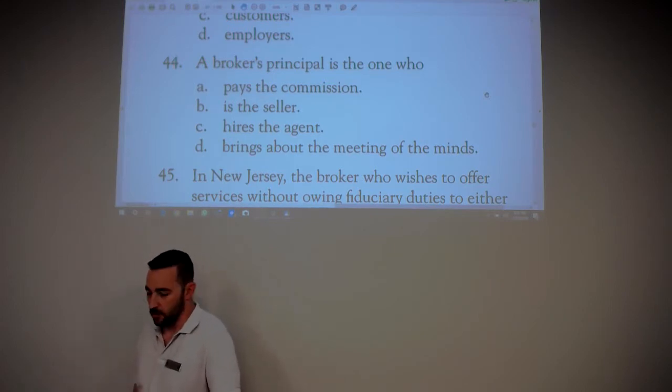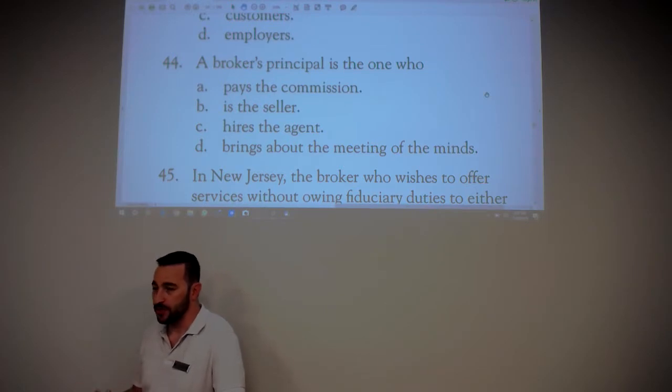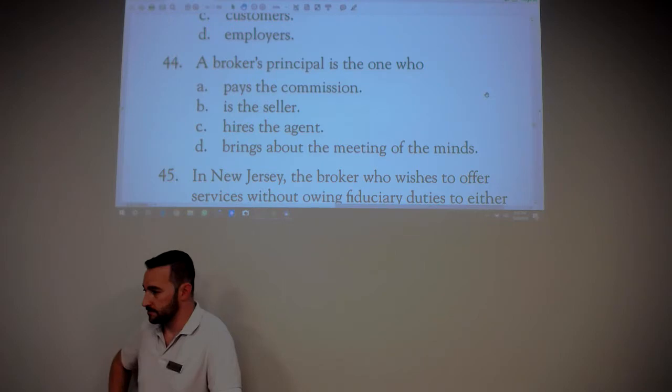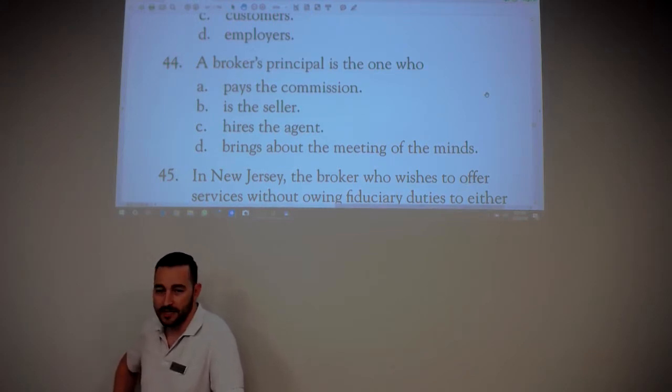So you could get hired as a sales agent, buyer's agent, disposal agent, or transaction broker. The principal hires who? The broker, the broker of record. So the broker's principal, who's the principal? The client. Principal is always the client. Can the client hire the agent? No. Can the client pay the commission? Yes, to the broker. Is the client always a seller? No. All right. Cool.